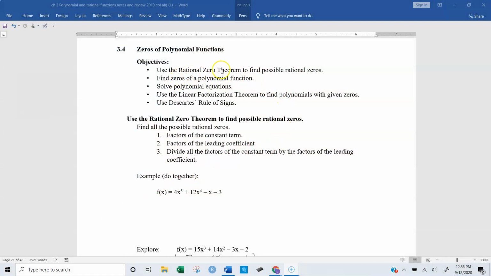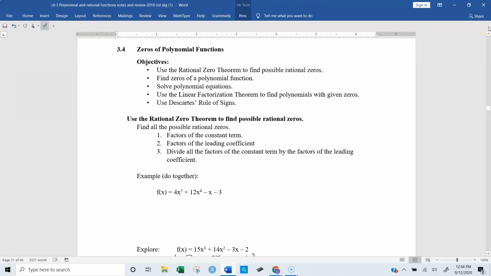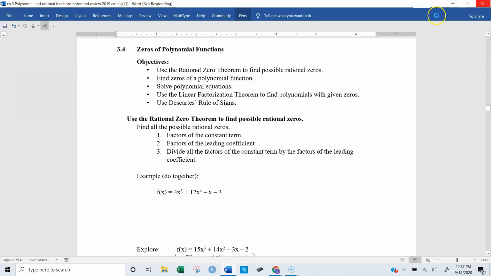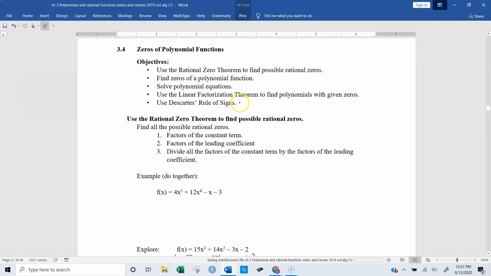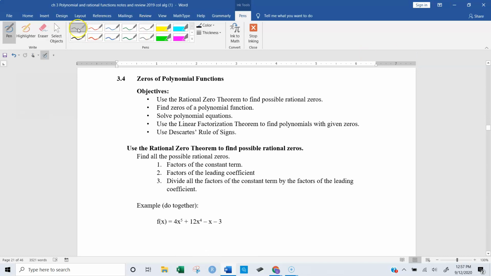All right, so we're going to find the rational zeros. We started with that last time, and I stopped with that last time. You do the factors of the last divided by factors of the first. Then we're going to talk about finding zeros of the polynomial function, solving polynomial equations. We're going to do linear factorization to find all of them, and then Descartes' rule to help graph a little bit. That one is probably the least important, but it does help us in the end run.